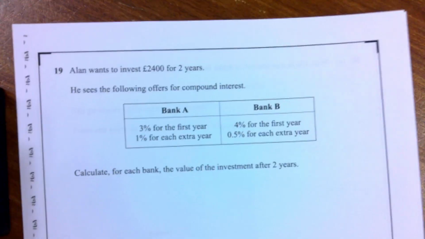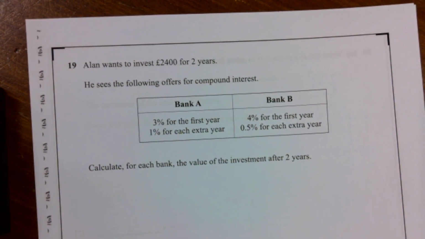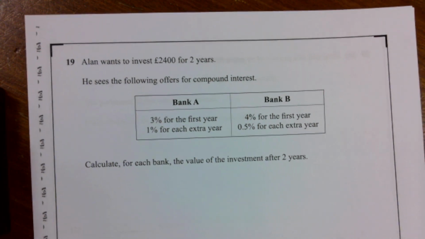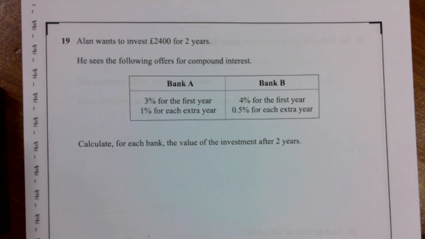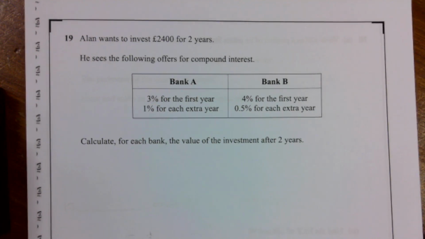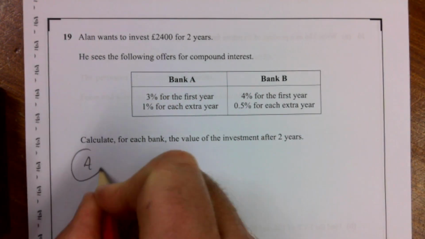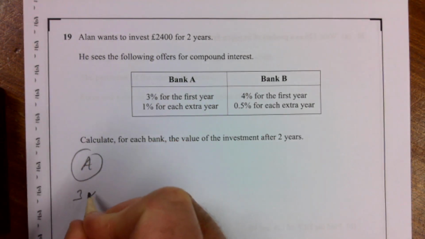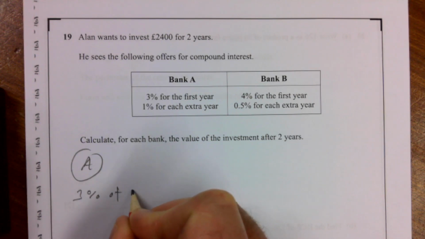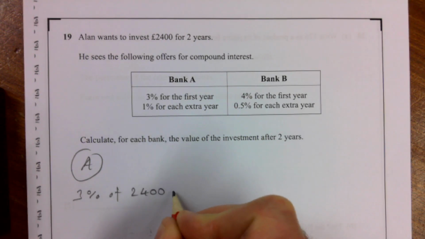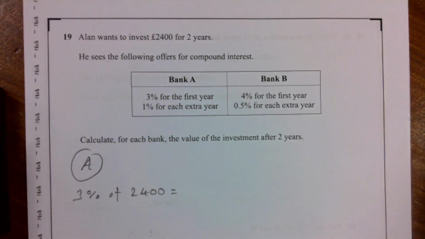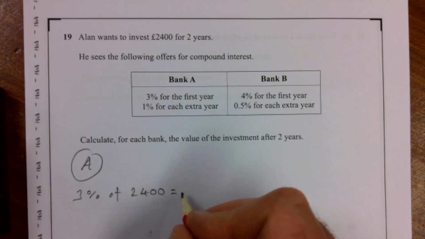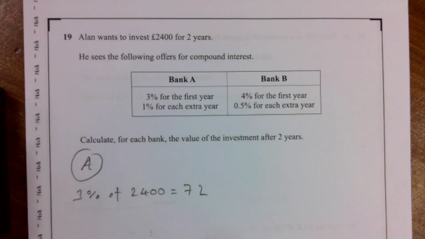Question 19. Alan wants to invest 2,400 for 2 years. He sees the following offers for compound interest. Calculate for each bank the value of the investment after 2 years. So for Bank A, he earns 3% on the first year. So we want 3% of 2,400. You find 1%, which is 24. Find 3% and you get £72.